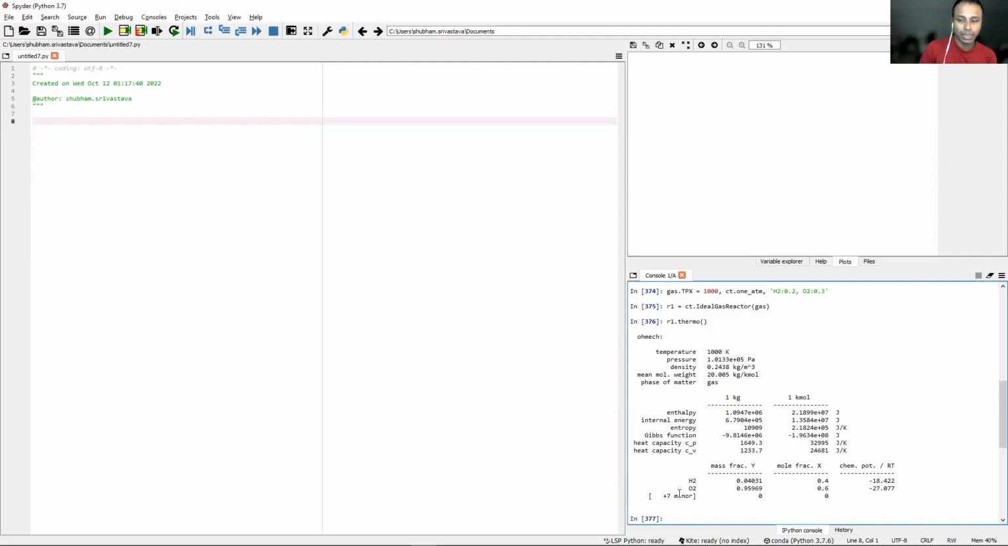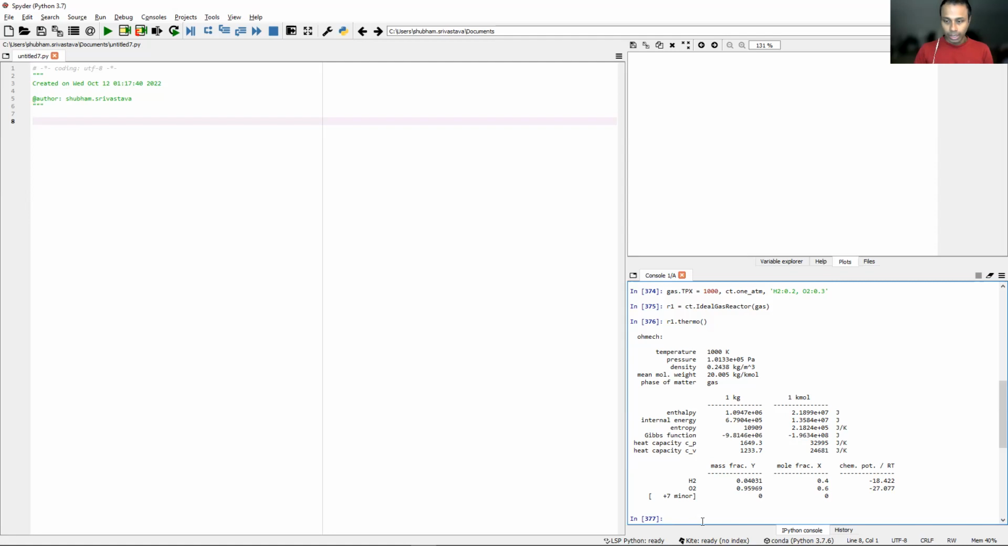So we provided TPX, right? So that's the temperature, pressure, and X would be these mole fractions. And you can see Cantera has normalized. So we provided 0.2 and 0.3 to make the whole thing as 1. Cantera changed these mole fractions to 0.4 and 0.6 for hydrogen and oxygen. So this is what R1.thermo does.